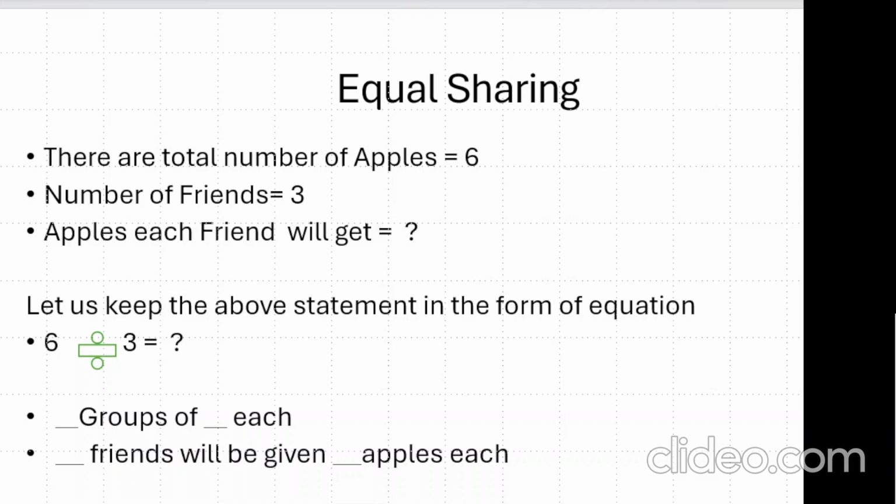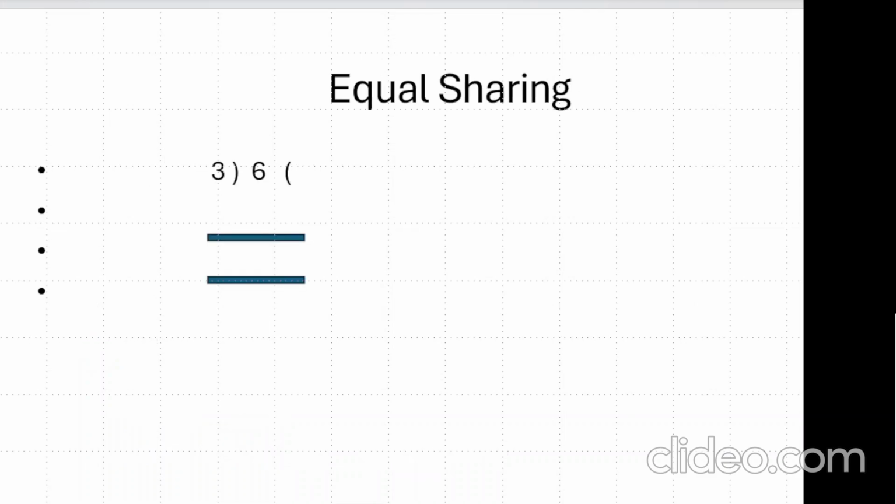The total number of apples that we have is 6. The number of friends is 3. So we have to find out how many apples each friend will get. In order to write it in equation format, we write 6 divided by 3 is equal to how much? So let's do it together, children.